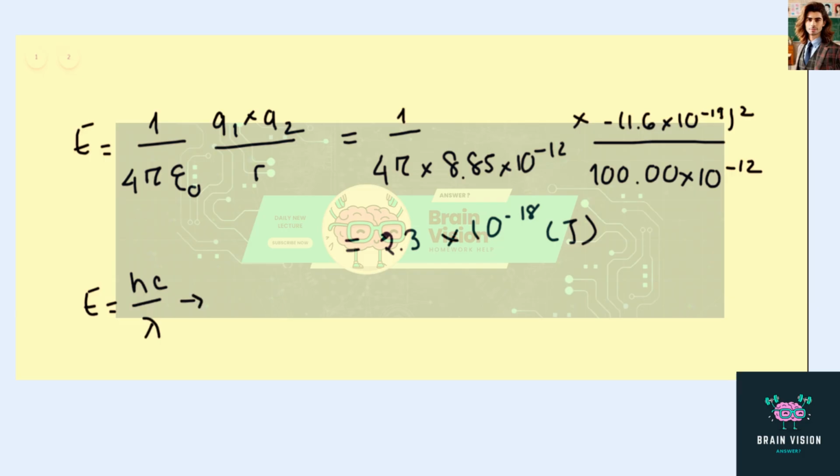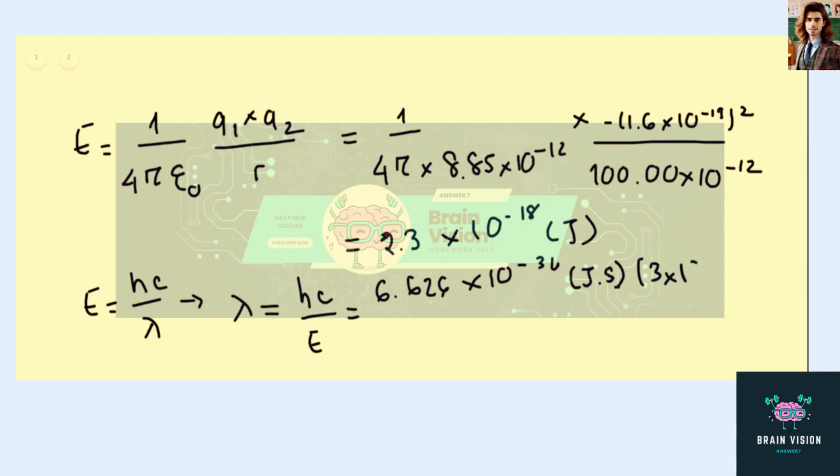We know that the energy of light is equal to hc over wavelength, where h is the Planck constant and c is the speed of light. So wavelength equals hc divided by E. h is the Planck constant, which is 6.626 times 10 to the minus 34 joule second. c is the speed of light, 3 times 10 to the 8 meter per second.